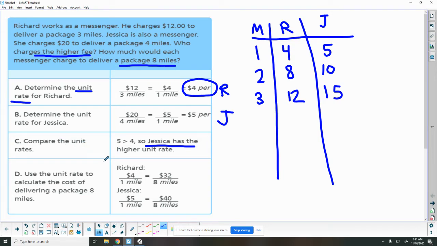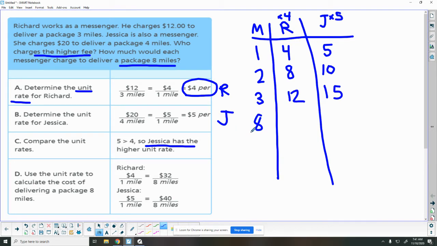So remember that unit rate means you always want to compare it to a 1. We found per 1 mile. So unit, this word means 1. So now our other question is, how much would they each charge to go 8 miles? So if I'm looking for 8, to get from 1 to 4, we times by 4. 1 to 5, timesing by 5. Times by 4, times by 5. So every time I have Richard, I take the miles and times by 4. And every time we have Jessica, we take the miles and times by 5.